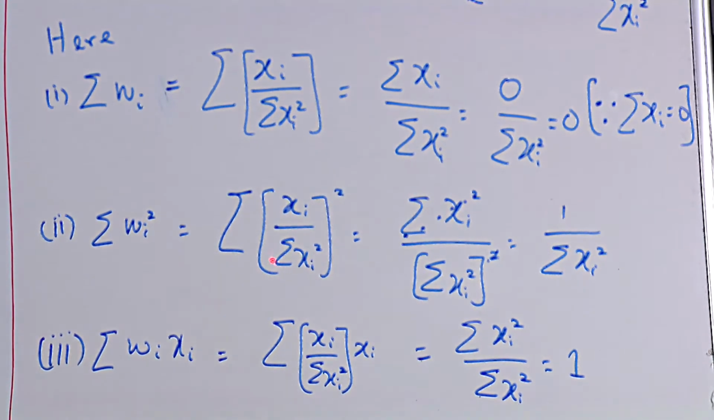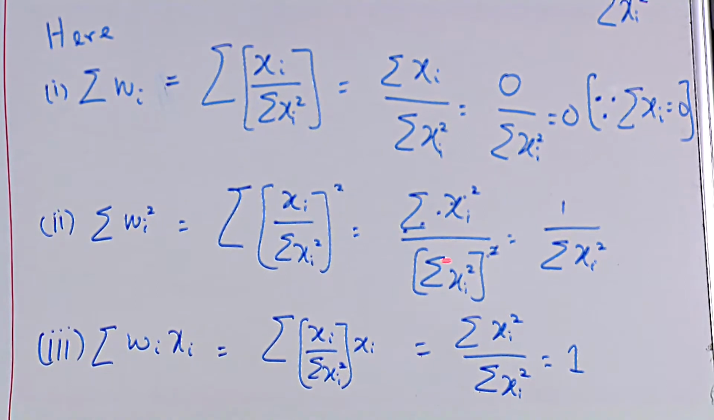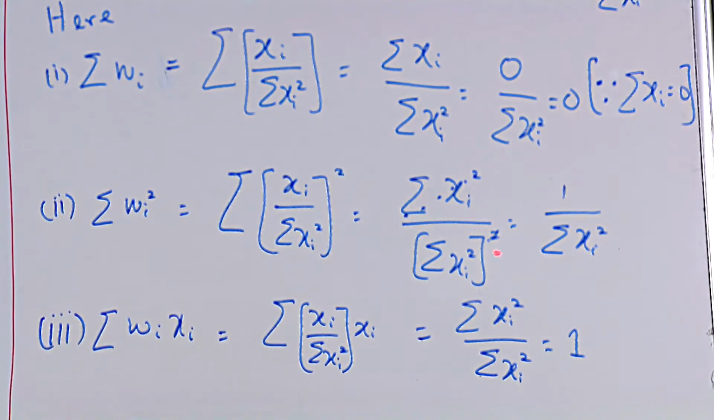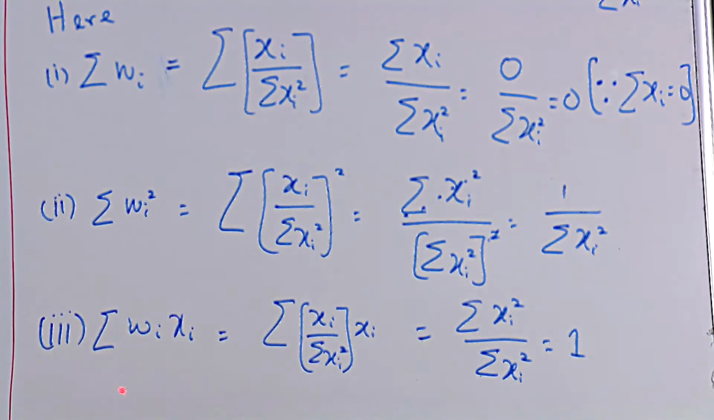So this is equal to sigma xi square divided by sigma xi square whole square. If you cancel it, then we will get 1 by sigma xi square. So sigma wi square is equal to 1 by sigma xi square. Similarly, we may derive the value for sigma wi xi as well.